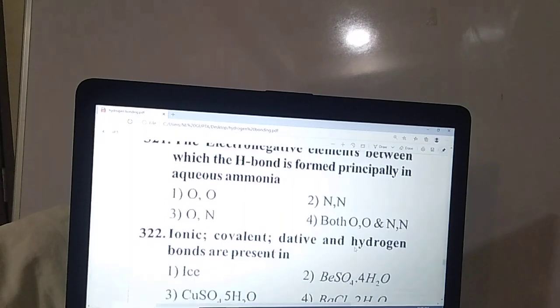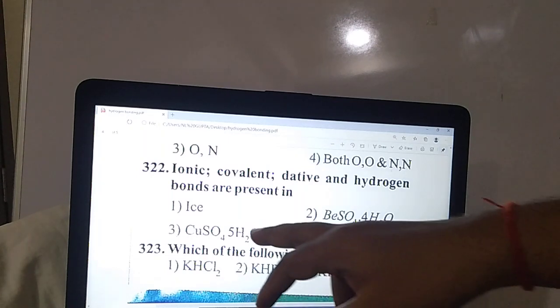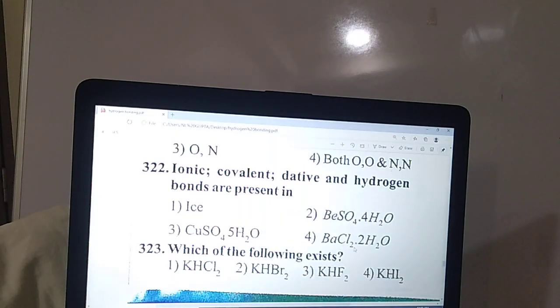Now 322. Ionic, covalent, dative and hydrogen bond are present. This question already came in a previous question. Option number 3 is the correct option. 322, option number 3, which we already discussed some questions back. So the correct option is option number 3.